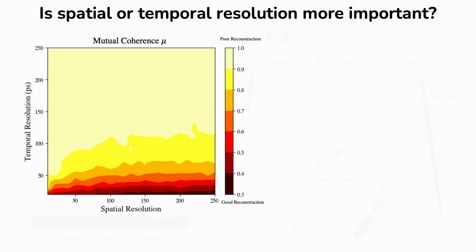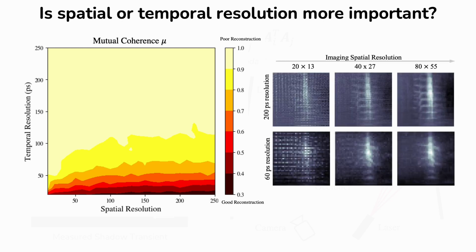When we plot the mutual coherence as a function of spatio-temporal resolution, we see that the coherence varies more rapidly along the y-axis. This indicates that temporal resolution affects the coherence more. We also experimentally validate this, as can be seen by the aliasing artifacts of the arms and legs in the top row, which has worse temporal resolution. Also note that the mutual coherence is a function of the desired voxel resolution.